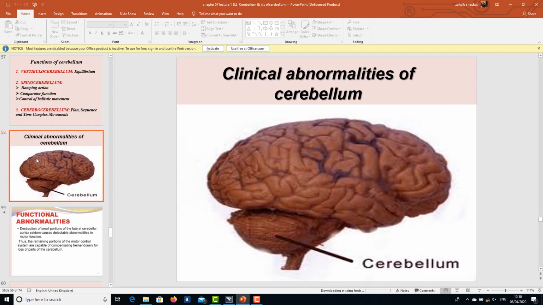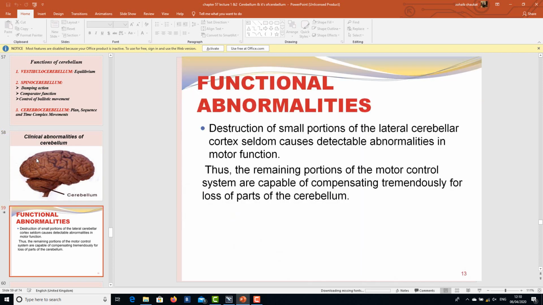Now, when we are talking much about cerebellum, we should be knowing about the different abnormalities related to cerebellum, because frequently different scenarios related to disorders of cerebellum do come in paper. So we should be knowing the functional abnormalities of cerebellum. The destruction of small portions of lateral cerebellar cortex seldom causes detectable abnormalities in the motor function. Thus, the remaining portions of the motor control system are capable of compensating tremendously for the loss of parts of the cerebellum.